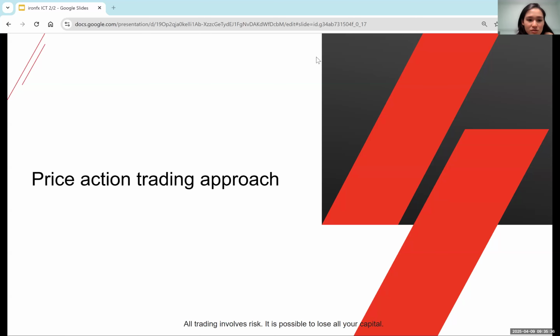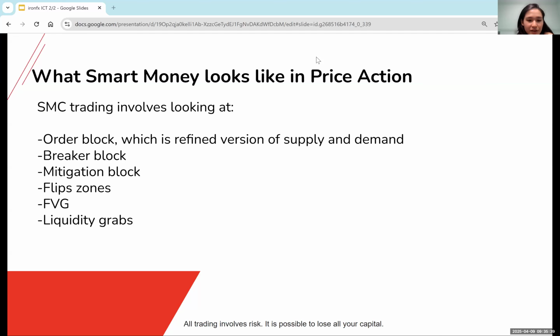Okay, what is flip zones? Flip zones is basically a price level, or it can be a zone as well, where your support turns into resistance and your resistance turns into your support. That's why we call it flip zones. This normally happens after a significant market structure shift or displacement. These flip zones typically will align with an order block or a fair value gap, and it's used to anticipate high probability entry levels.